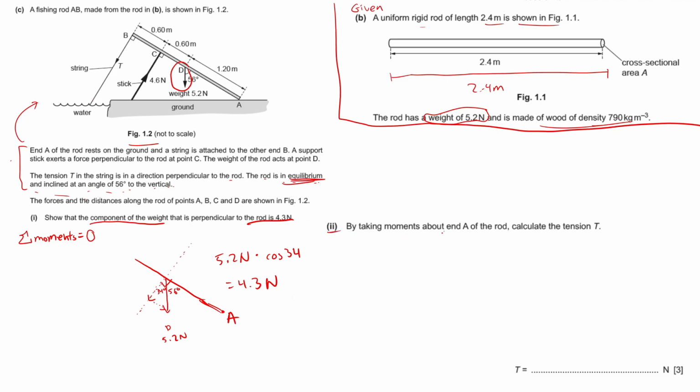So for Roman numeral 2, by taking moments about end A of the rod, calculate the tension T. We know that the rod is going to be in equilibrium, so we have to make sure that the sum of the moments is equal to 0. And in order for that to be true, the sum of the anti-clockwise moments has to be equal to the sum of the clockwise moments, right? So using this information, we can start creating an equation for the anti-clockwise moment, which I'm about to show quite soon.